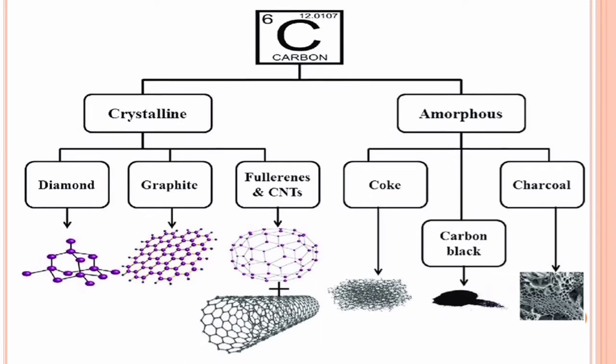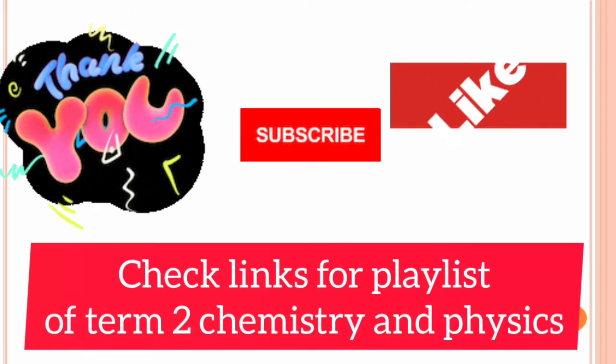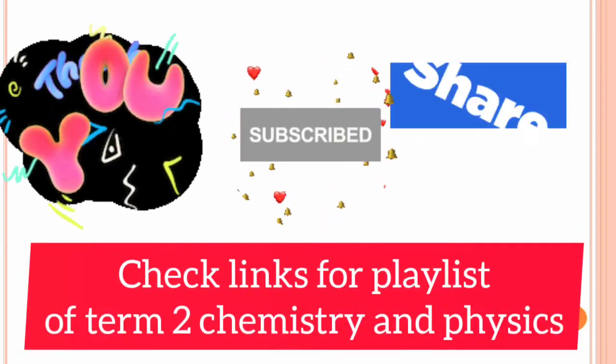Let us now recall once again the contents discussed in this video. There are two main forms of carbon known as crystalline and amorphous form, and both these forms are known as allotropes of carbon. And the phenomenon where an element exists in different physical structures is known as allotropy. So I hope that you are now clear with the three allotropic forms of carbon and its various description.